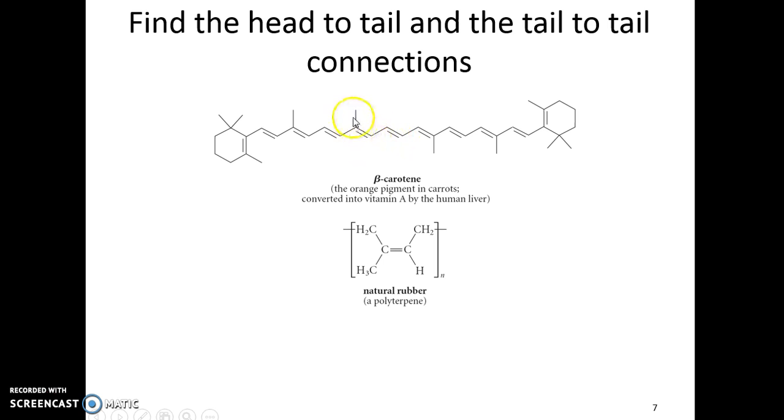Here's an example of tail to tail. There's my head, there's the tail. Here's my head, there's the tail. So this right here is a tail to tail connection, and this right here is a head to tail connection. And that summarizes terpenes for you. Oh, by the way, natural rubber is a polyterpene. An interesting fact to know.